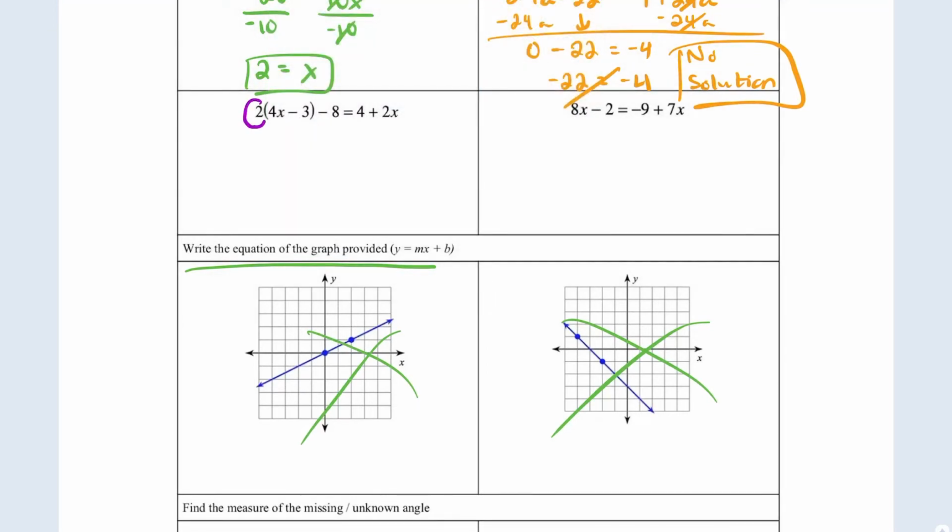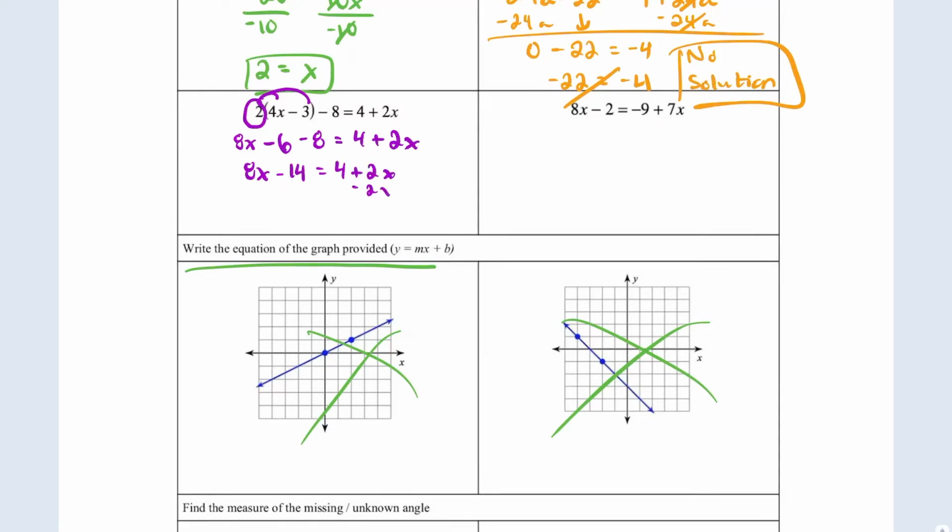Again, there's a 2 outside waiting to get into the party, so we're going to distribute 2. So 2 times 4x is 8x. 2 times negative 3 is negative 6. And then now we can remove the parentheses. 4 plus 2x. There we go. Let's simplify a little bit. 8x, negative 6 minus 8 is negative 14. And that is equal to 4 plus 2x.